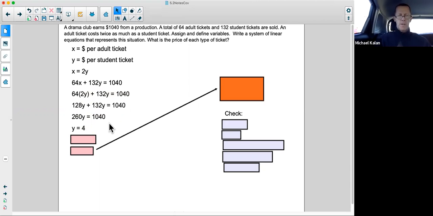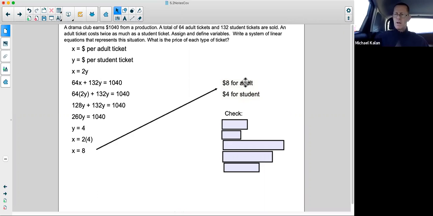Well, where's the easiest place to find what x is? Yep, right there. So x is going to equal 2 times 4, which is 8. So what is that telling us? It's telling us that the price of a student ticket is $4 because that's what y is, and the price of an adult ticket is $8.